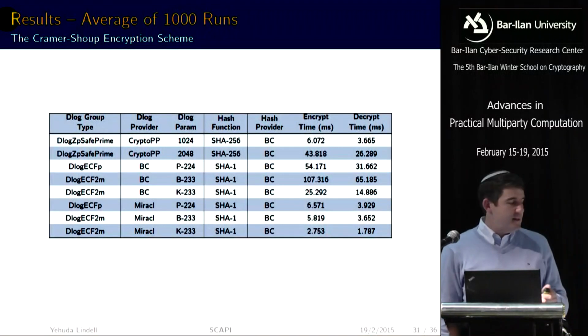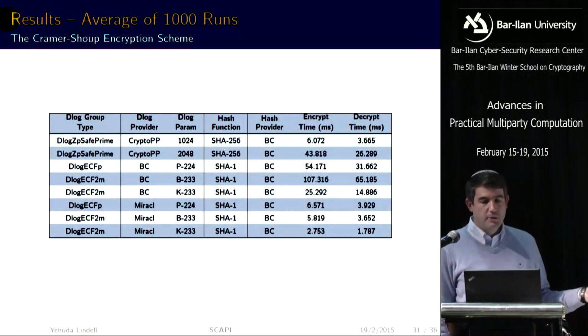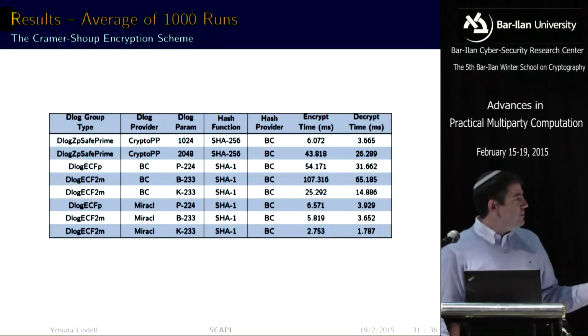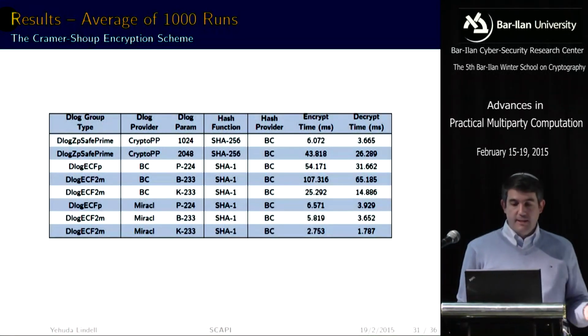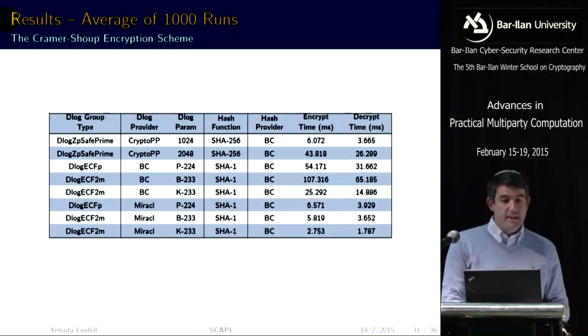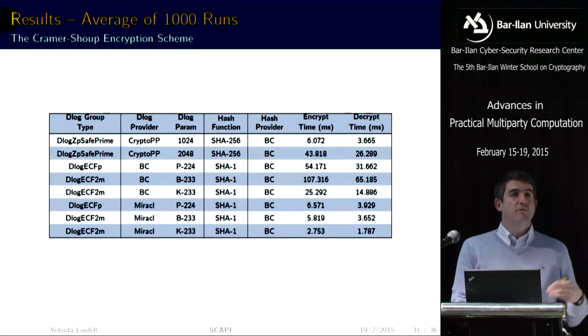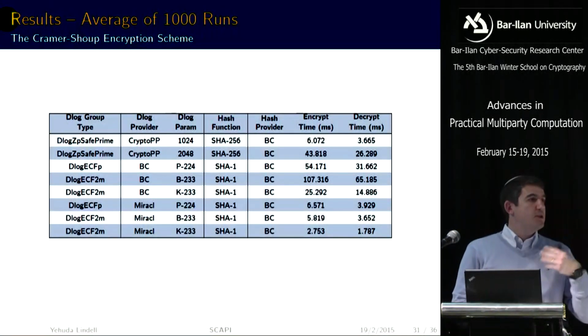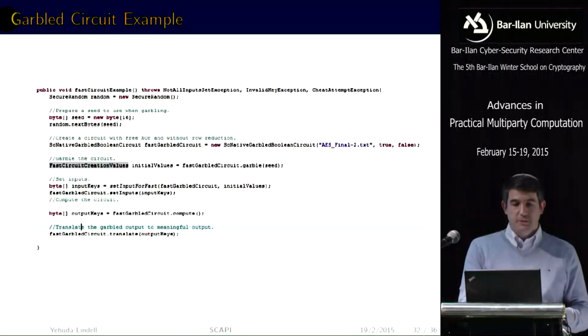So obviously Bouncy Castle is going to be much slower because it's pure Java. Crypto++ and Miracle will be much faster, and OpenSSL will probably be even better than all of these. And this is really easy to do because you have one implementation and just plug in different groups.